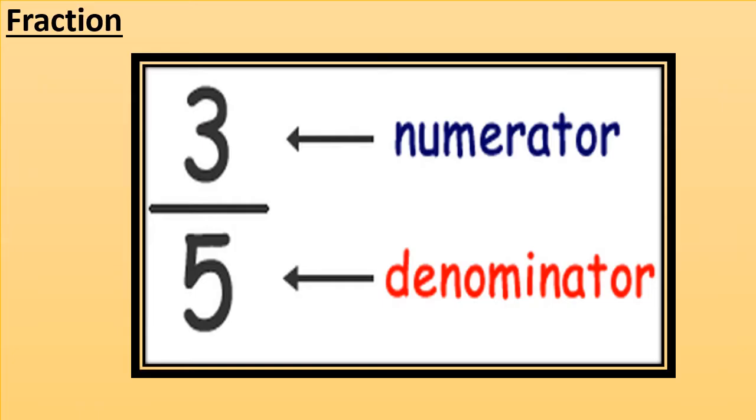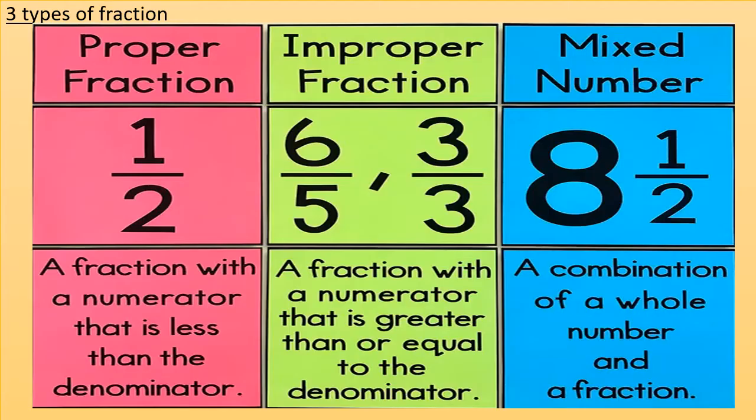Now look at the given picture. In a fraction, the upper part is called the numerator and the lower part is called the denominator. So here 3 is the numerator and 5 is the denominator. Now there are three types of fraction: proper fraction, improper fraction and mixed fraction.